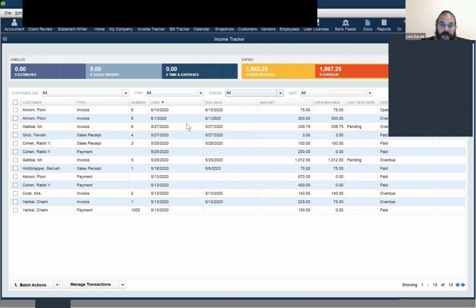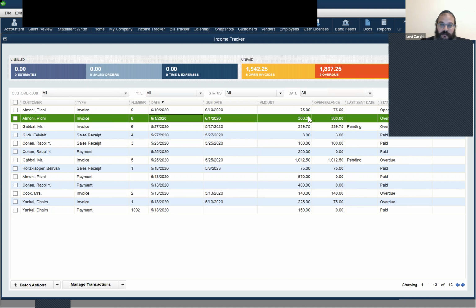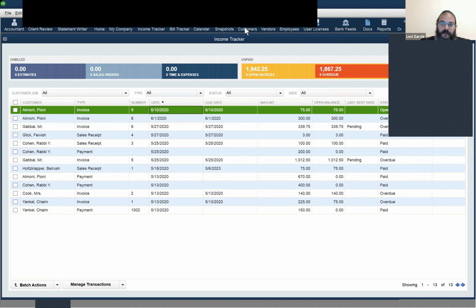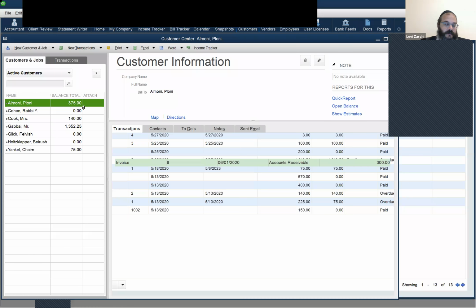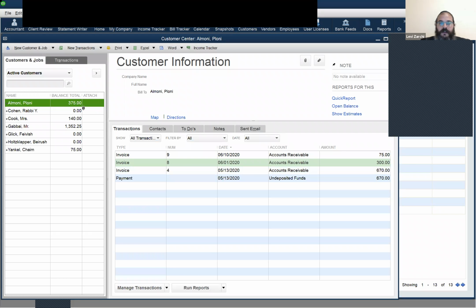You can see here, the first invoice we made on 6-1 is $300. The second invoice from 6-10 today is $75. If we go back to customers, we will see that now he owes $75. And I'm going to spare you the effort of looking at the reports because we know the report last time showed $300. Now the report will show $375.